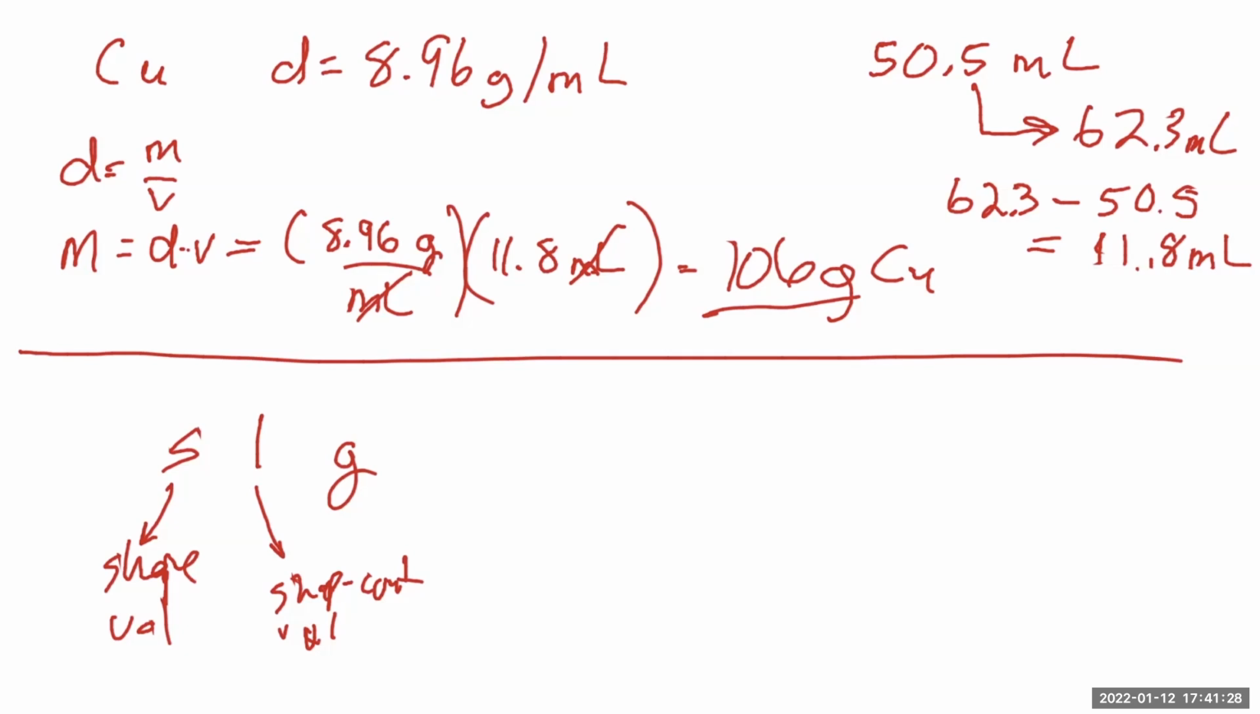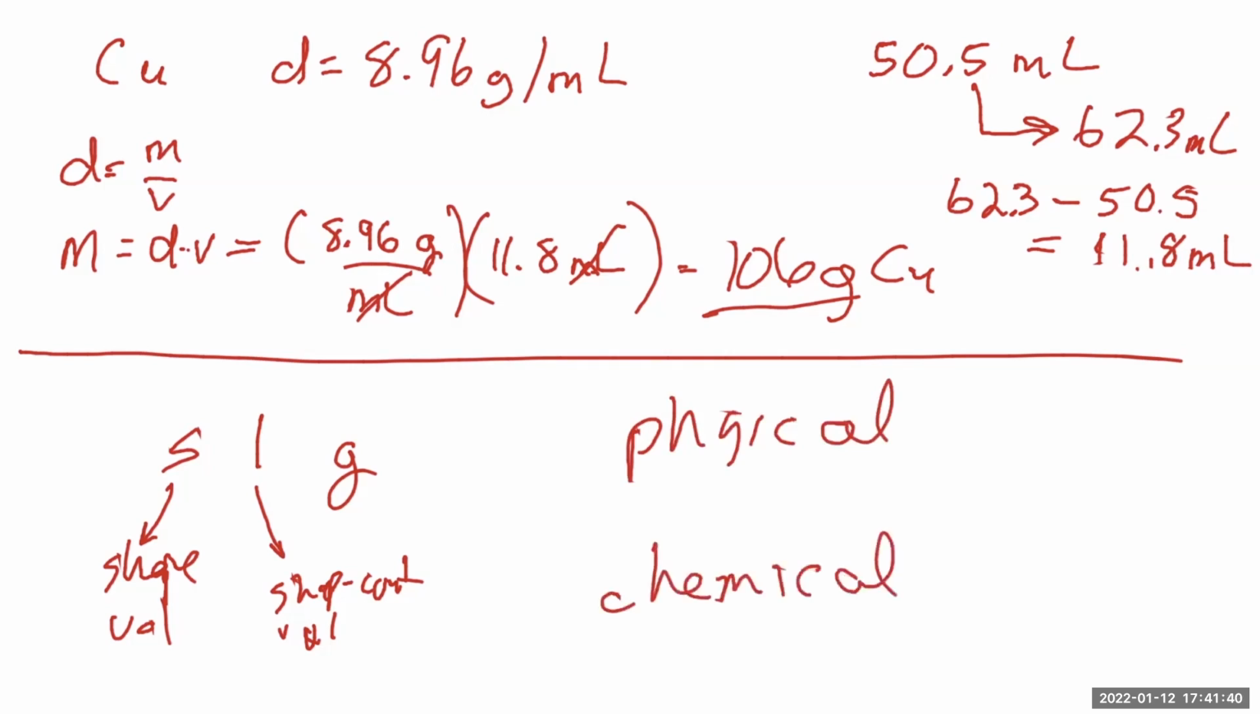You can have a physical change. You have physical properties and chemical properties. Physical properties are how you would attribute to describing something.